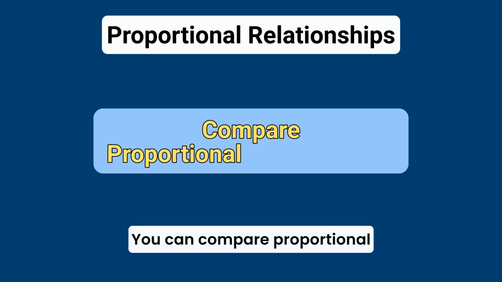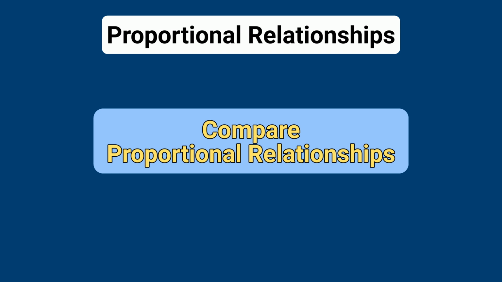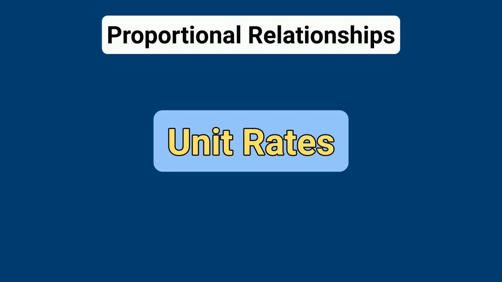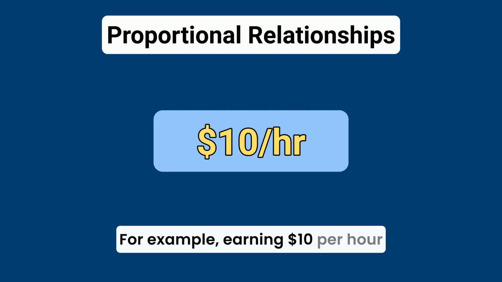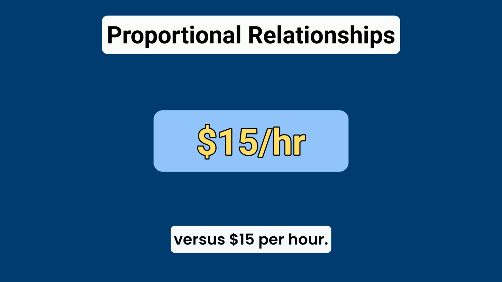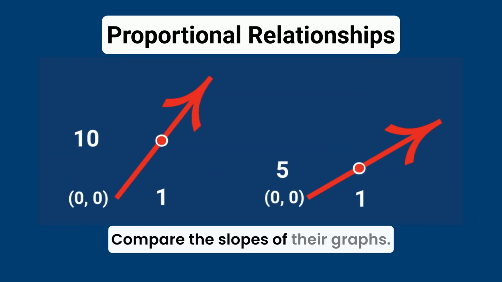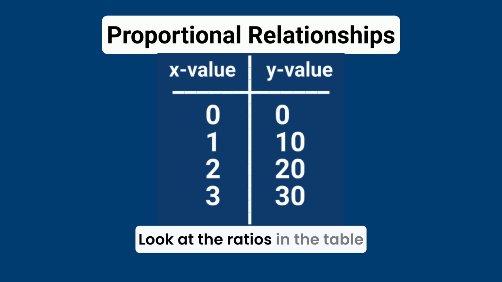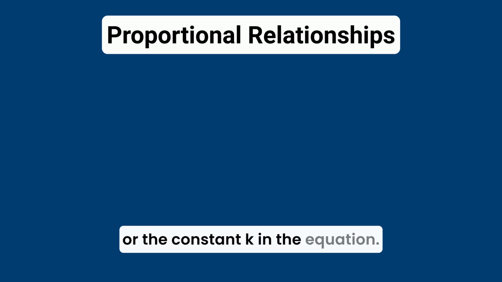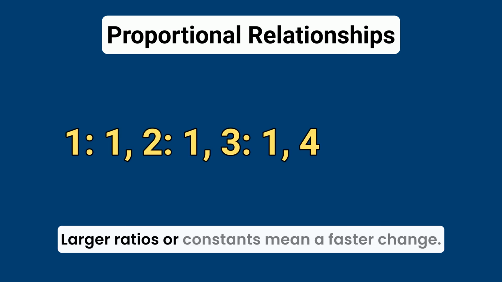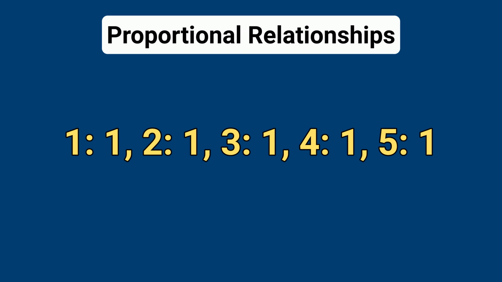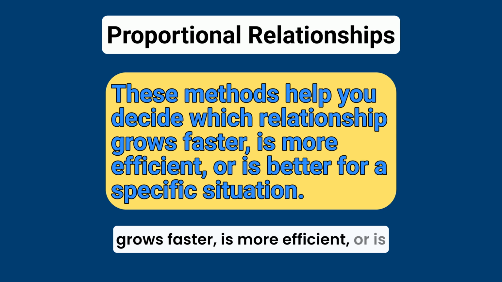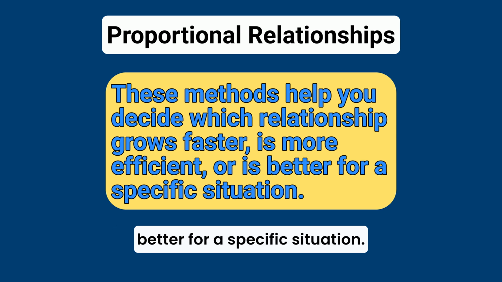You can compare proportional relationships in different ways. Find out how much one quantity changes for each single unit of the other. For example, earning $10 per hour versus $15 per hour. Compare the slopes of their graphs. A larger slope means a greater rate of change. Look at the ratios in the table or the constant k in the equation. Larger ratios or constants mean a faster change. These methods help you decide which relationship grows faster, is more efficient, or is better for a specific situation.